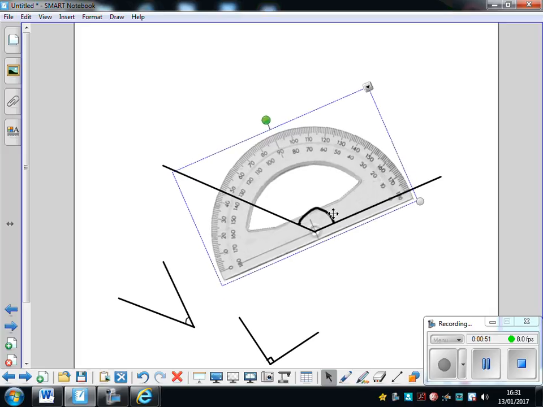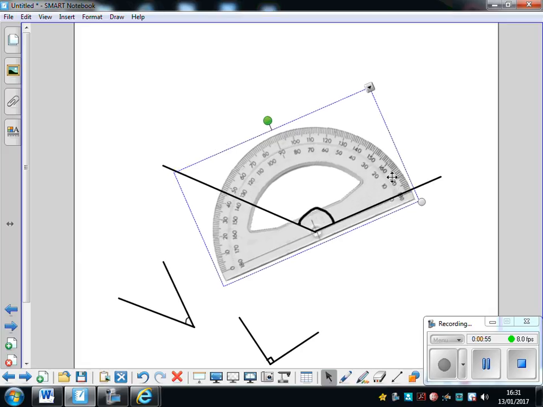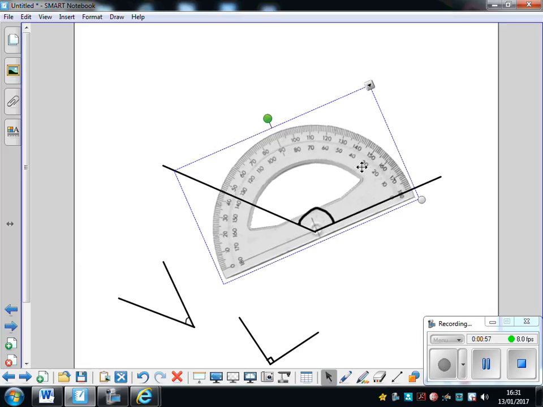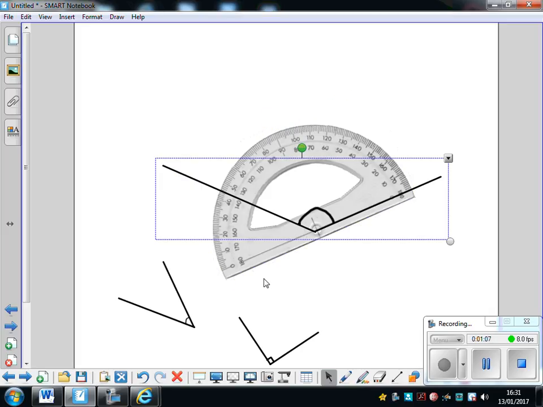And now starting at the zero on the right-hand side, we can count round 0, 10, 20, 30, 40, 50, 60, 70, 80, 90, 100, 110, 120, 130, and then getting really close, we can see that the line stops halfway between 130 and 140. So our angle is 135 degrees.